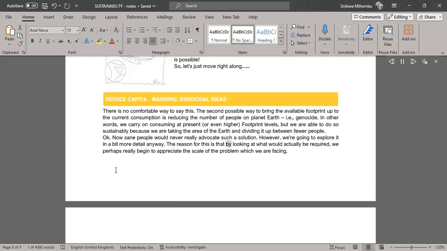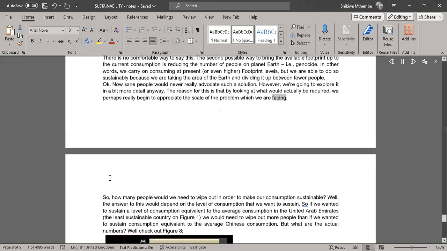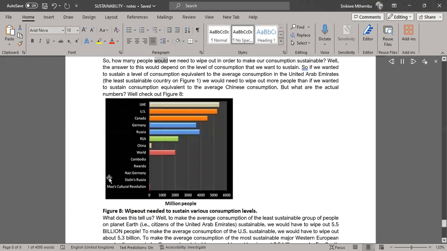The reason for this is that by looking at what would actually be required, we perhaps really begin to appreciate the scale of the problem which we are facing. So, how many people would we need to wipe out in order to make our consumption sustainable? Well, the answer to this would depend on the level of consumption that we want to sustain. So if we wanted to sustain a level of consumption equivalent to the average consumption in the United Arab Emirates, the least sustainable country on Figure 1, we would need to wipe out more people than if we wanted to sustain consumption equivalent to the average Chinese consumption.